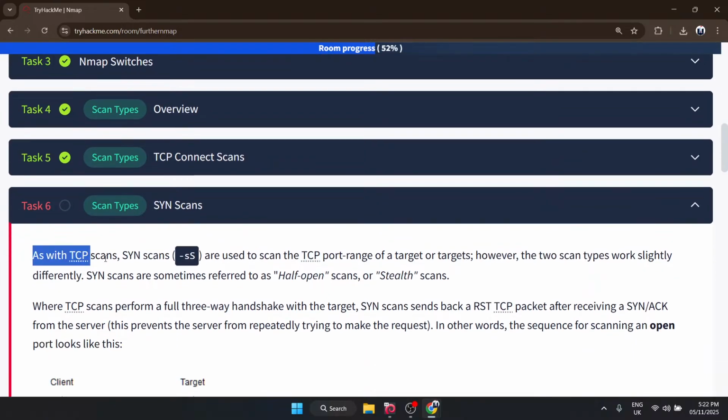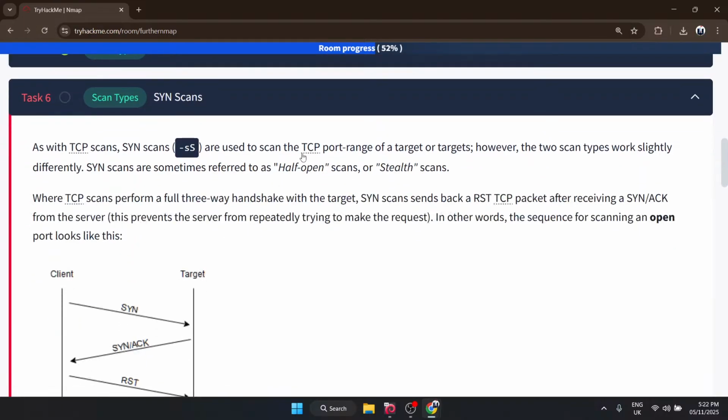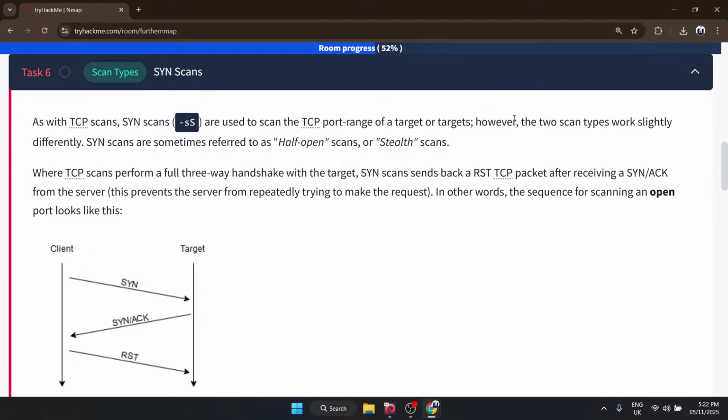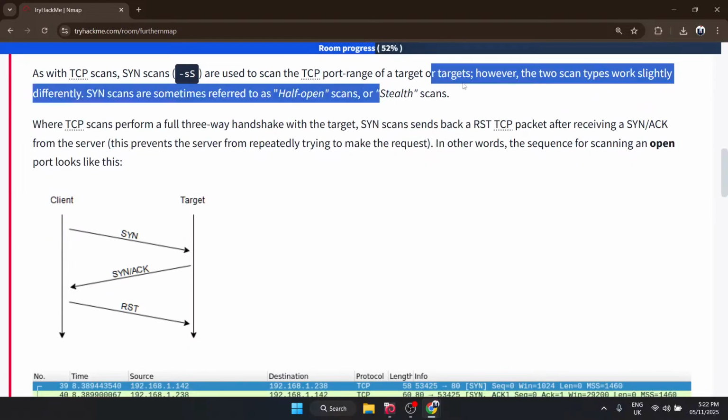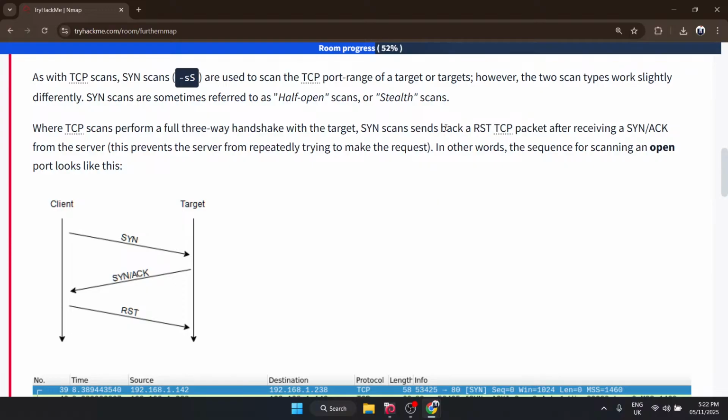Now, as with TCP scans, SYN scans are used to scan the TCP port range of a target or targets. However, the two scan types work slightly differently. SYN scans are sometimes referred to as half-open or stealth scans, where TCP scans perform a full three-way handshake with the target. SYN scans send back a reset TCP.